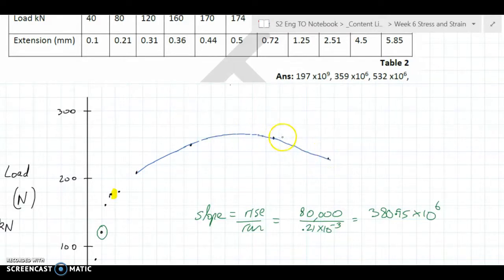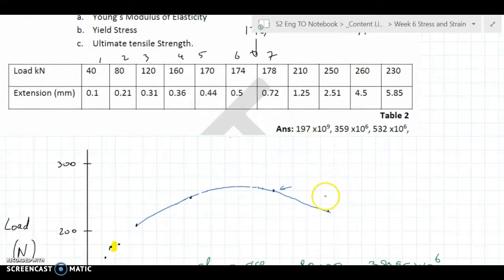This here is about, we can see from the values we put in, that's about 260,000 newtons here. So we could say that this one gets up here. Let's estimate this to be 261,000 newtons. Right, so that's our max load.